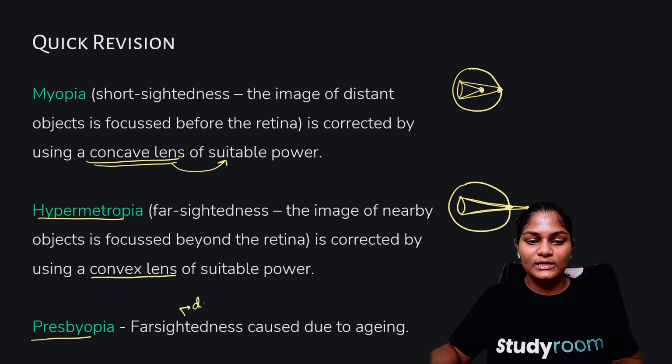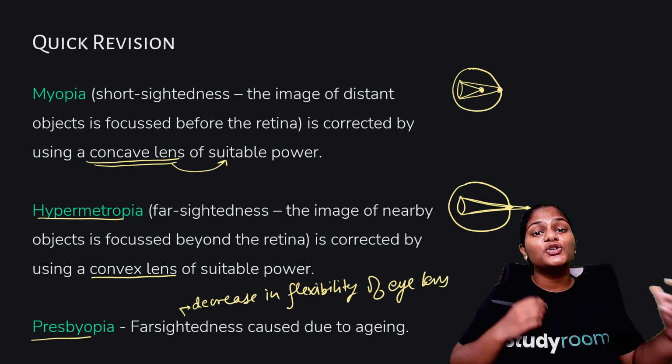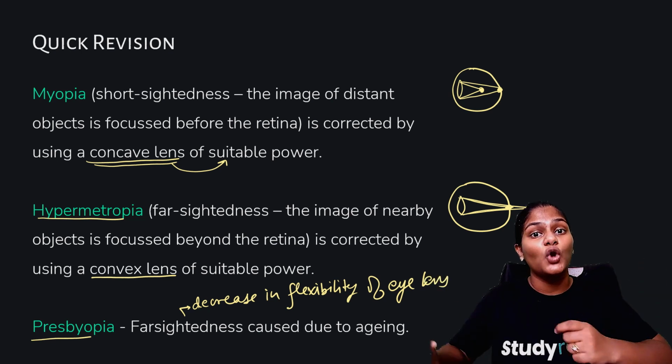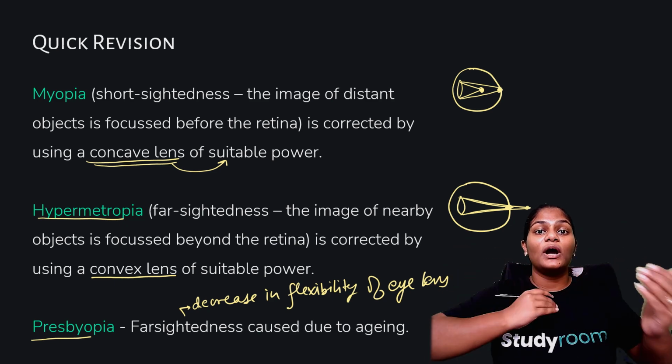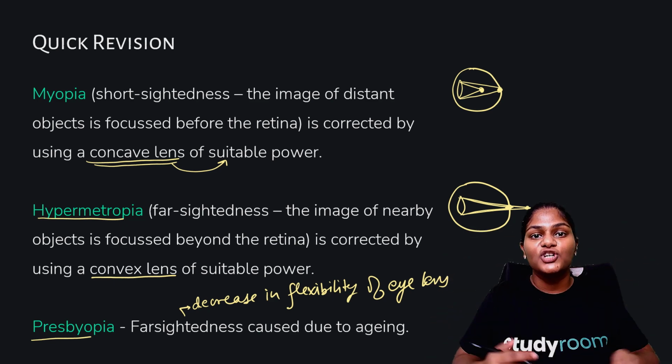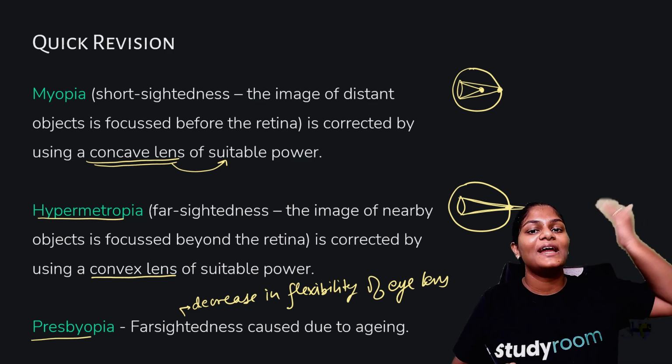This is because of the decrease in the flexibility. I just write decrease in flexibility of eye lens. That means with old age, because your eye lens has been used for so long, its flexibility tends to decrease. So you are not able to adjust. The eye lens is not able to adjust the focal length that quickly. That means the power of accommodation decreases.